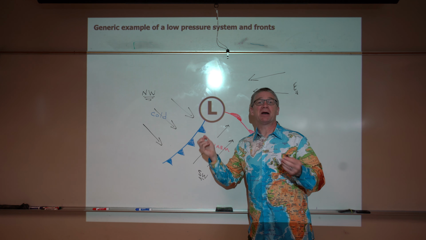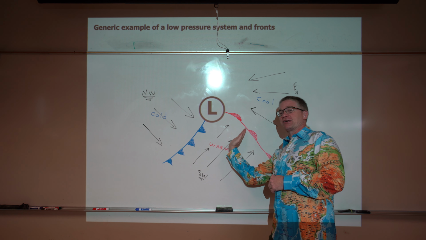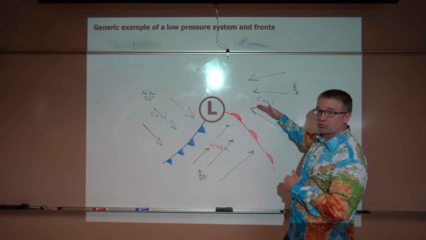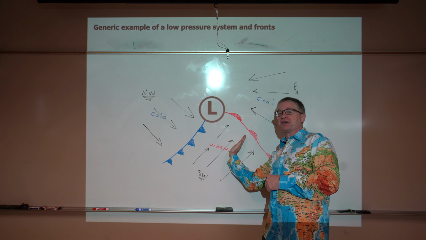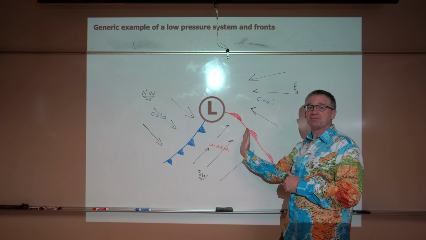And so what we'll see is a general about 90-degree change in wind direction from one side of the warm front to the other side of the warm front. And that's, again, just about a 90-degree change in wind direction.